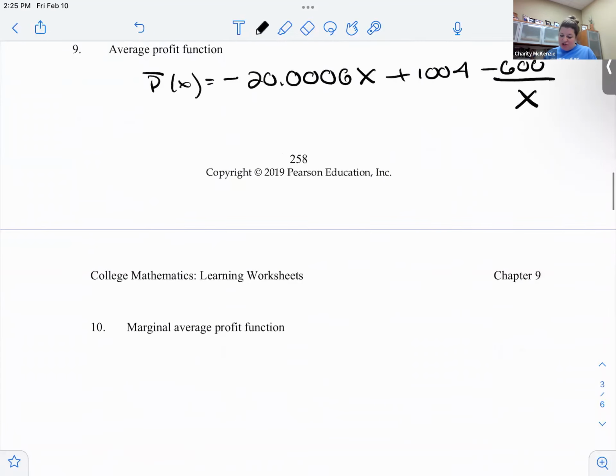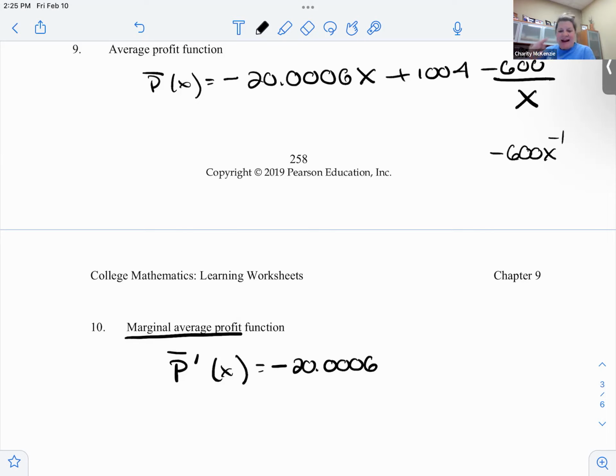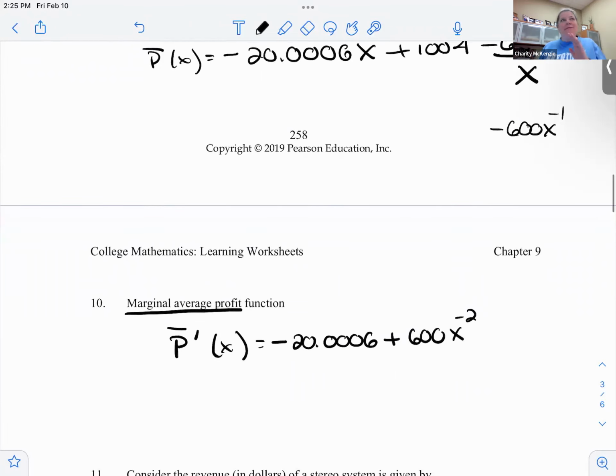So the last one is just the derivative of that one, for the marginal average profit. So the derivative of that is going to look like the average derivative function. Negative 20.1236x is just negative 20.1236. 1,004 goes away. And for this last term, we probably need to think of it like this: that x has to come up as a negative exponent, and then the negative times the 600 would become a positive 600, and then x will become to the negative 2 power, which you could write back down underneath, but it doesn't matter either way. Okay, so we just walked through every type.